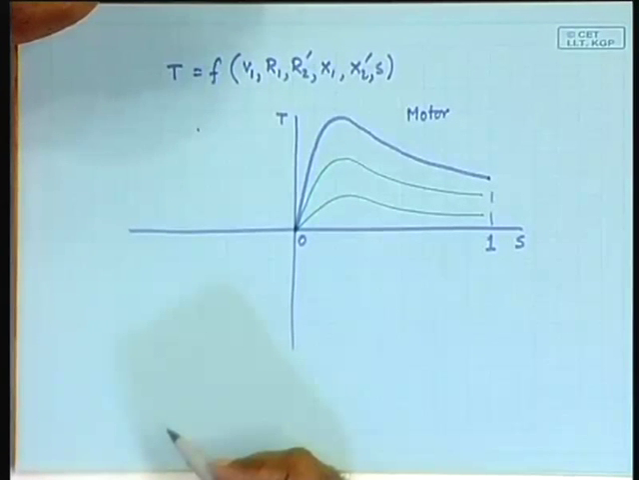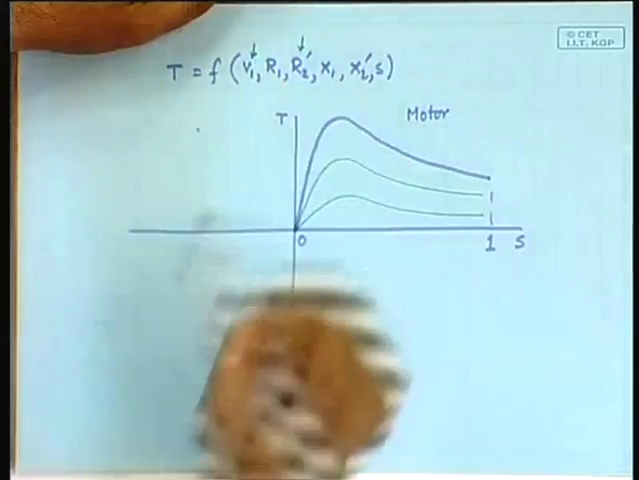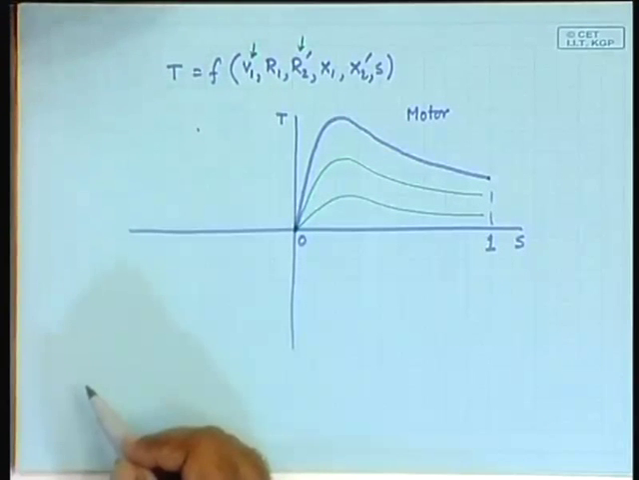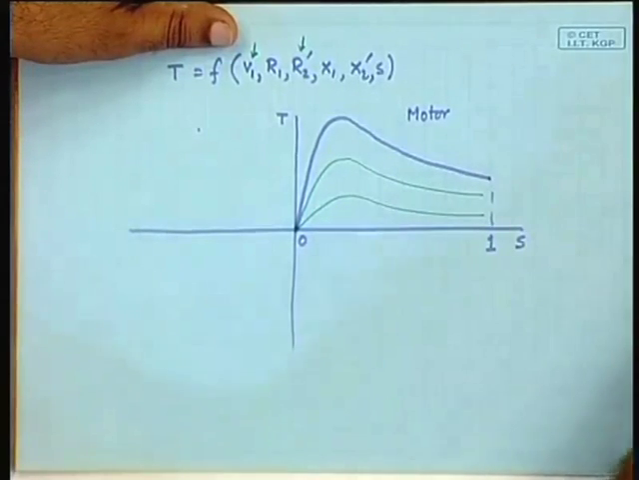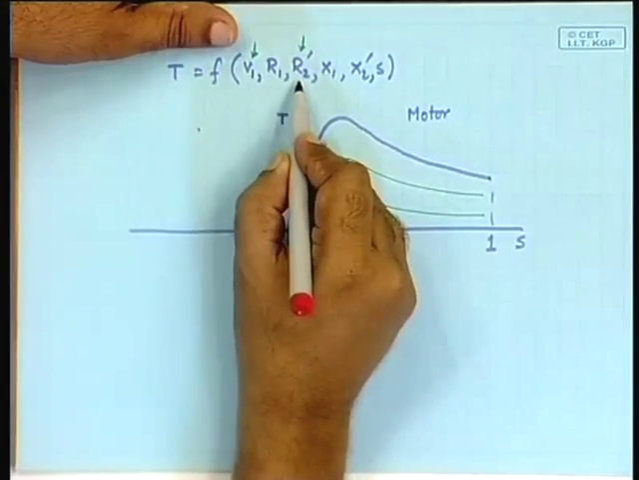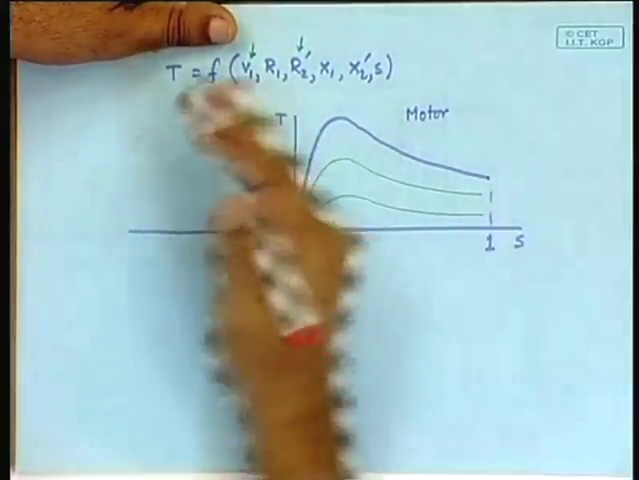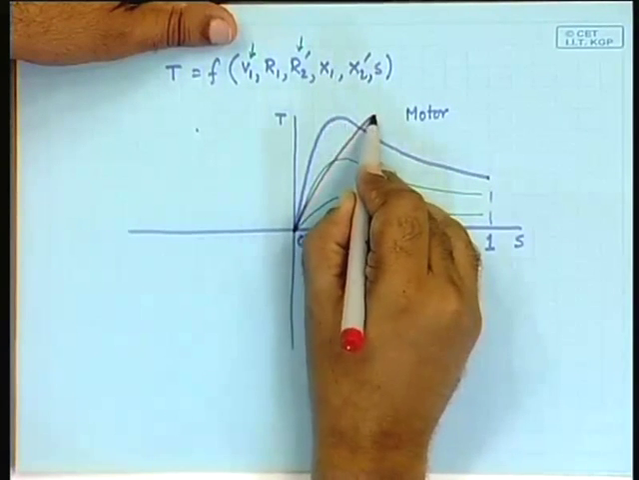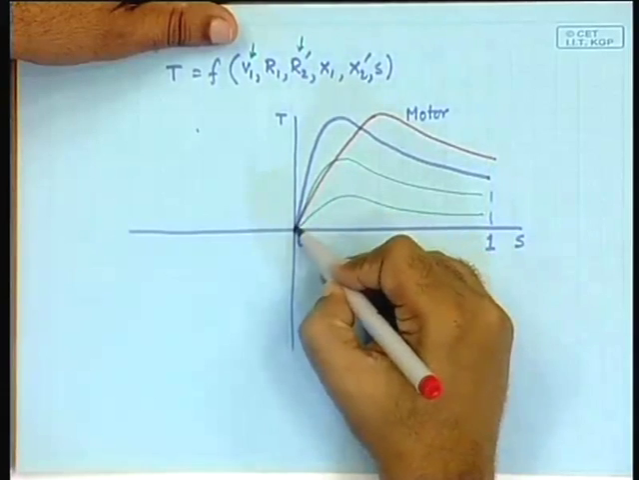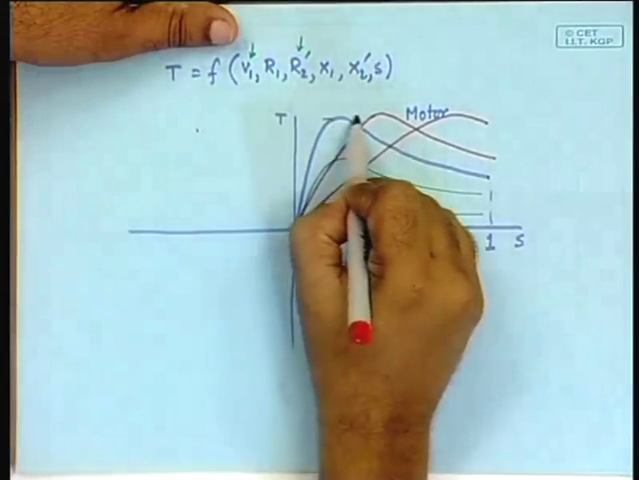So, that is how it depends on the input voltage. How does it depend? I am talking about the dependence on these two quantities, again with some good reason. I will tell you what. If you change R2 prime, that means if you increase the rotor resistance, then it shifts like this, the peak remains the same.